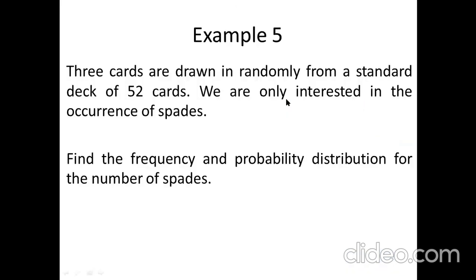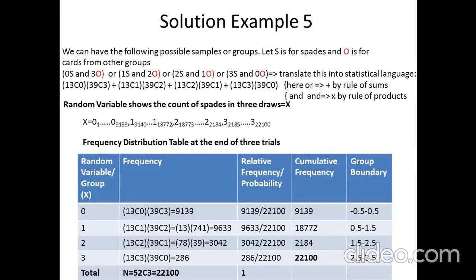The last example, example number 5. 3 cards are drawn randomly from a standard deck of 52 cards. So we are randomly drawing 3 cards from a well shuffled deck. We are only interested in the occurrence of spades. In these 3 cards, we only want to find the count of spades. So we can have 0 spades, 1 spade, 2 spades, or 3 spades, right? This is quite understandable. We have to find a frequency and probability distribution for the number of spades.